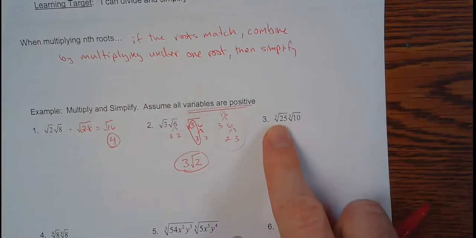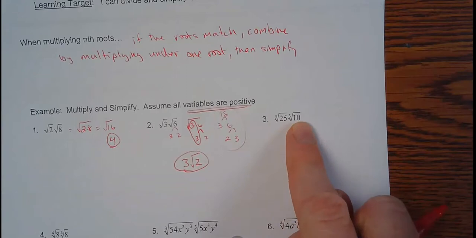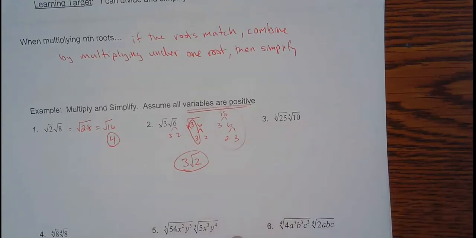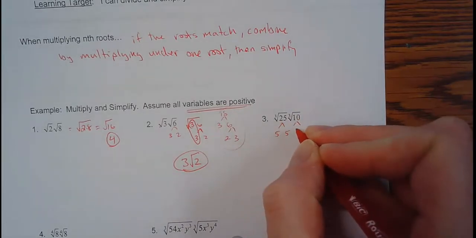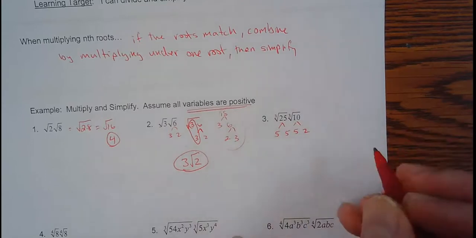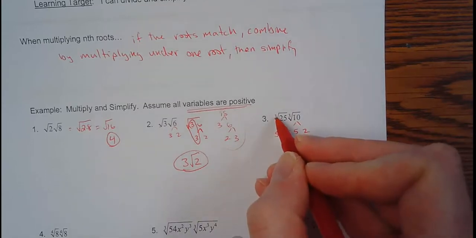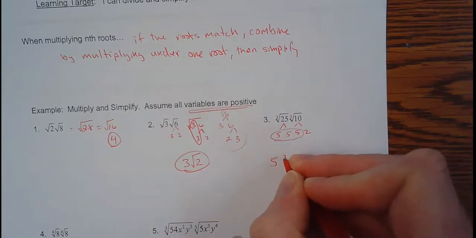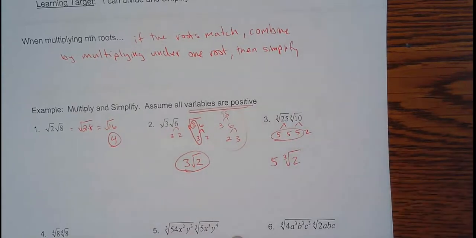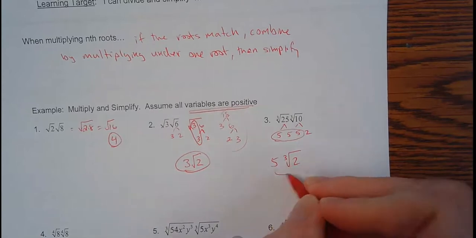Okay, this guy here, I could do 25 times 10, which is 250. There's no cube root of 250, so I'm not going to do that. I'm just going to start factoring from right here. 5 times 5, 5 times 2. It's a cube root, so I need 3 to pull one out. So this would be 5 times the cube root of 2.